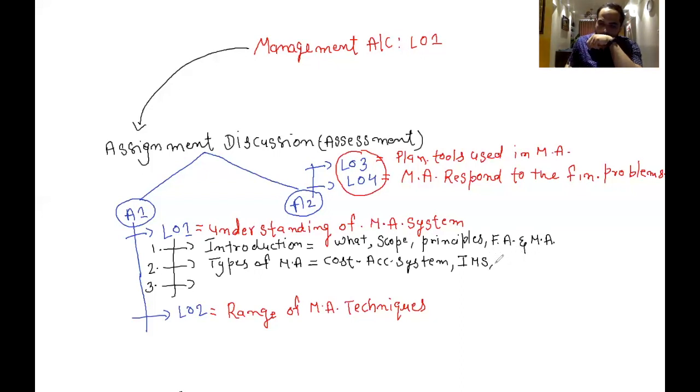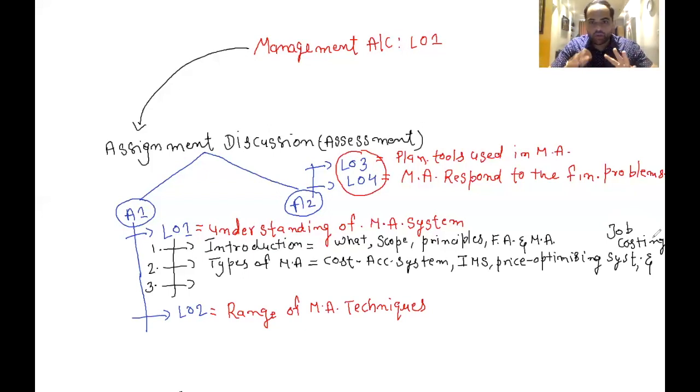Then you're gonna learn about price optimizing system, and finally, the last thing you're gonna learn is about job costing system. So these are the mainly 4 types of management accounting you're gonna learn in this second session, which also belongs to your learning outcome 1.